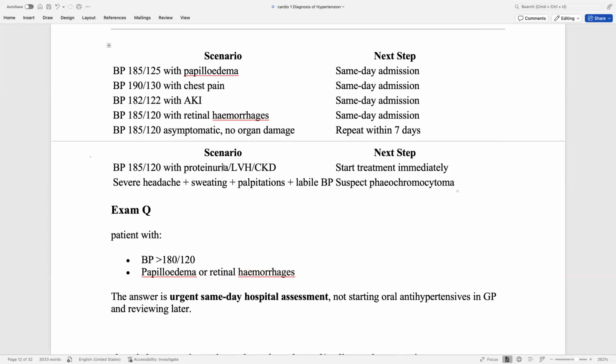A patient with high blood pressure, but there is organ damage, start treatment immediately, because there is organ damage. This is confirmed, like a blood pressure which is confirmed. There is nothing for the same day, no referral, but there is an indication to treat, no need to confirm. Confirmed organ damage.